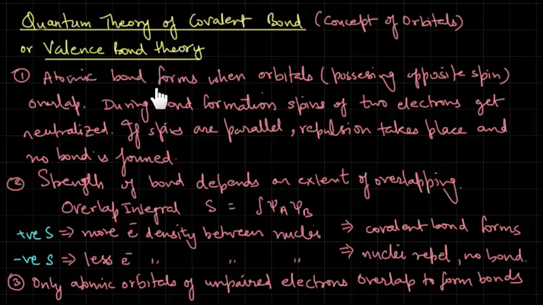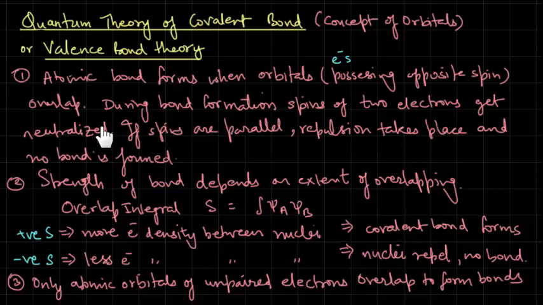It says that a covalent bond forms when orbitals possessing opposite spins overlap. What are orbitals? We have already studied them: s, p, d, f, and so on. During bond formation, the spins of the 2 electrons get neutralized. So both of the orbitals forming the bond should contain electrons with opposite spins.